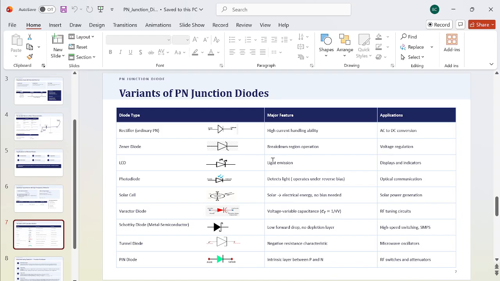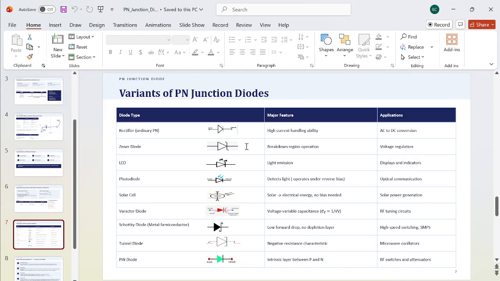Now another variant of this PN junction diode is a heavily doped PN junction, which has a very thin depletion layer, and this is specifically used for its operation under breakdown mode or breakdown region, and is useful for voltage regulation applications. So this variant is known as the Zener diode, which is a heavily doped PN junction normally operated under reverse biased breakdown region.